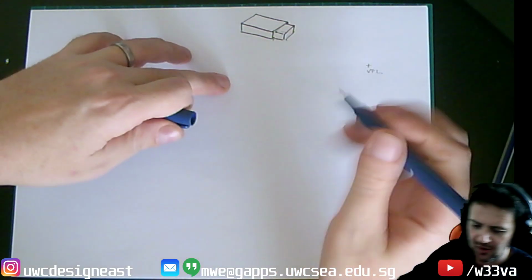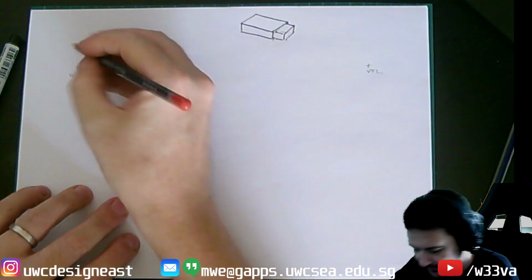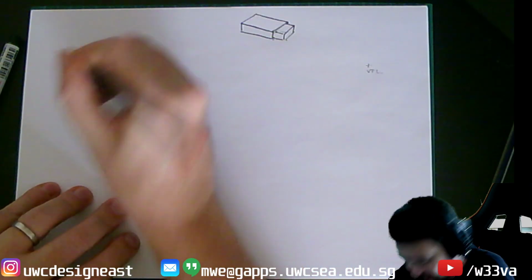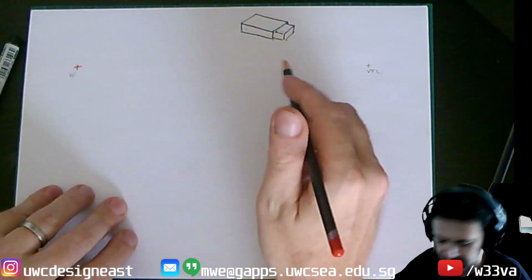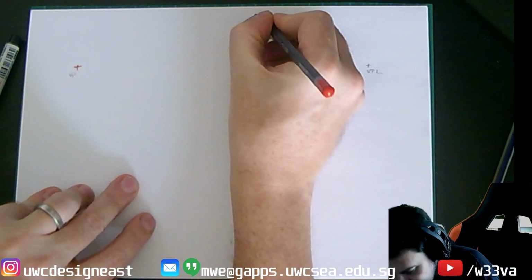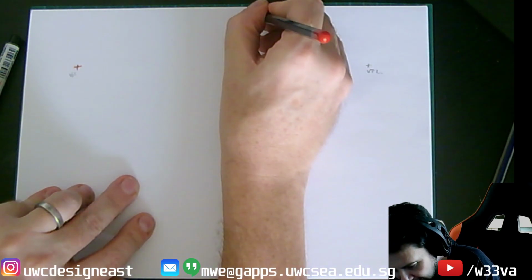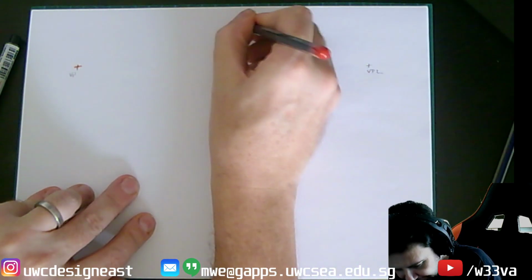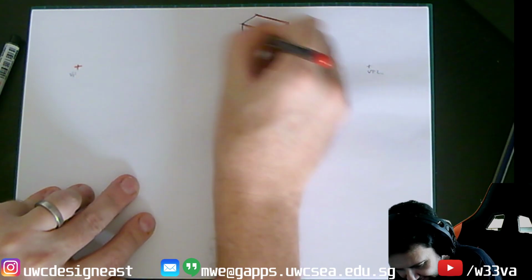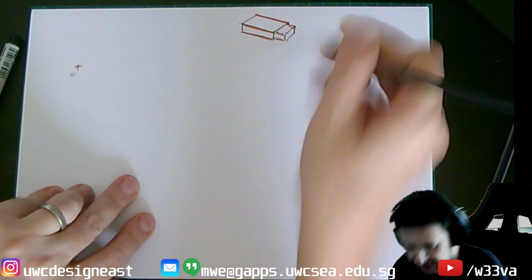Alright, so red lines and blue lines. Now VP1 I'm going to do in red, and all my lines that go towards VP1 I'm going to draw in red. So as you can see, the things pointing to VP1 are that line there, that line there, that line there, that line, and that line.